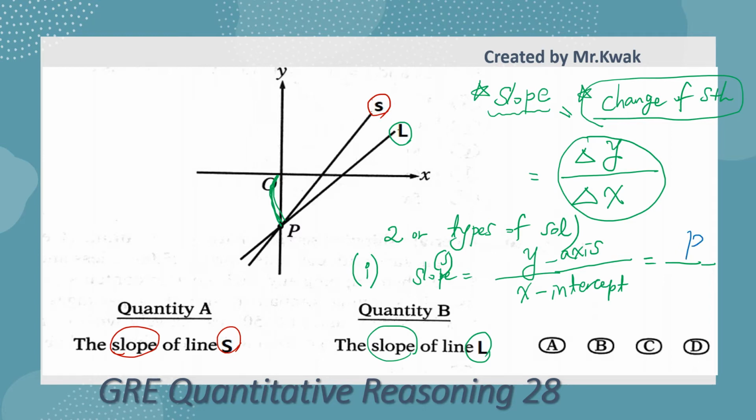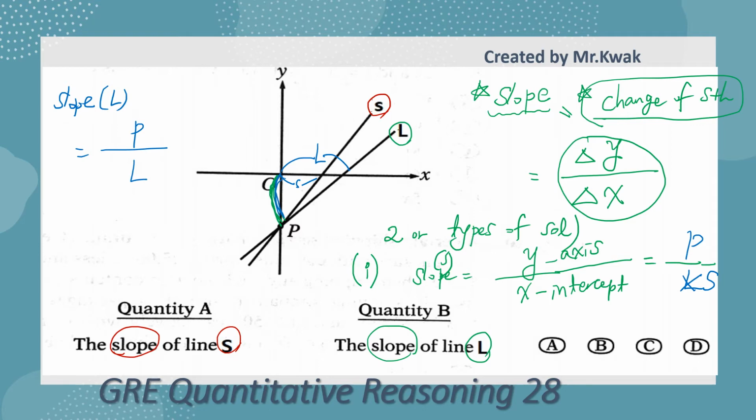And then the x-intercept could be, let's just write down L. And then the slope of L could be P over, because this part is the same, P over L. So the slope of S should be P over S, and the slope of L should be P over L.